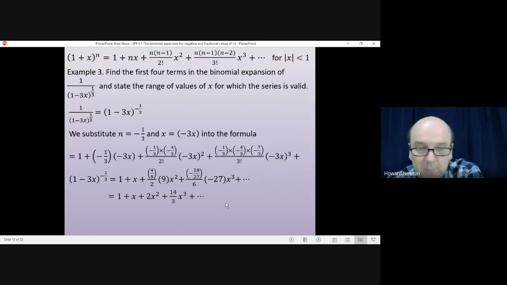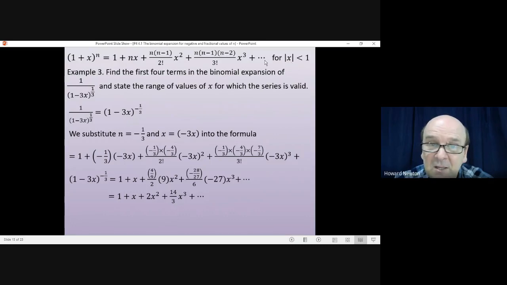Continuing to tidy that up, the answer is 1 plus x plus 2x squared plus 14 over 3 x cubed plus continuing onwards. But those are the first 4 terms. Now, we were also asked to state the range of values of x for which the series is valid. For the first time, this isn't completely straightforward. So the series is valid if the modulus of x is less than 1.